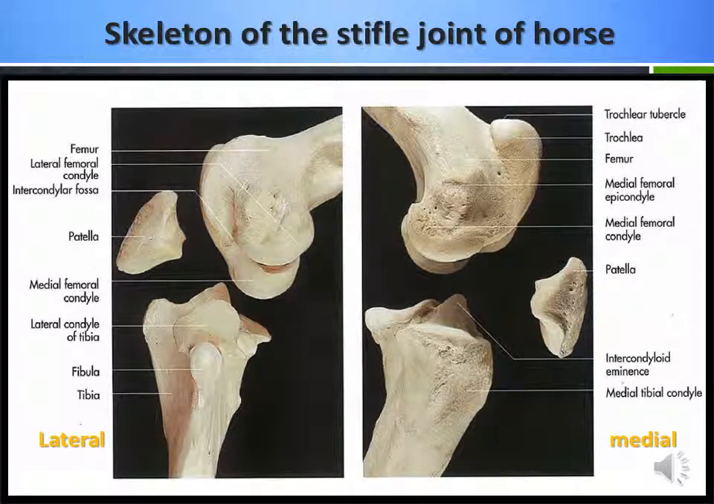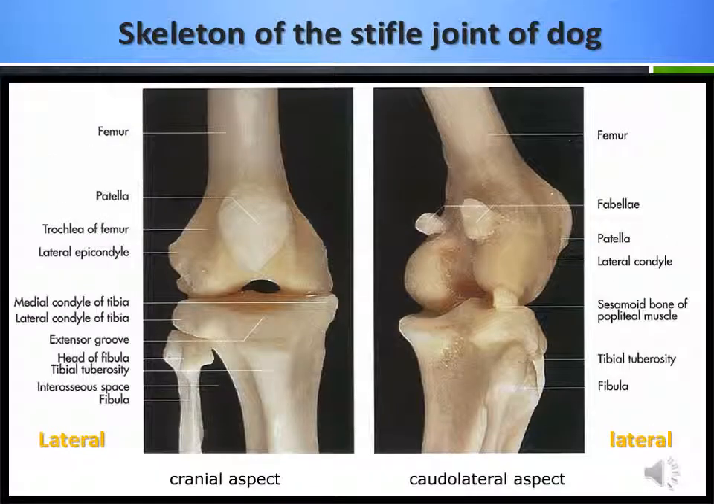Skeleton of the stifle joint of the horse. Please notice the components of the skeleton of the stifle joint in the horse, and how much they differ from other animals. Skeleton of the stifle joint of the dog. Please notice the components of the skeleton of the stifle joint in the dog, and how much they differ from other animals.